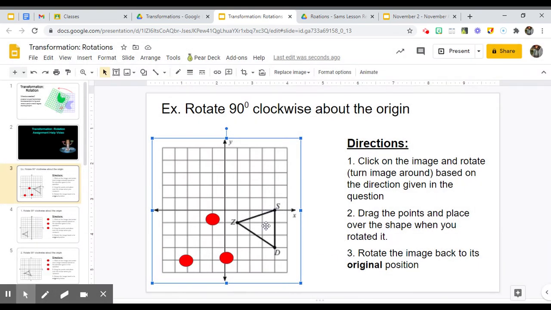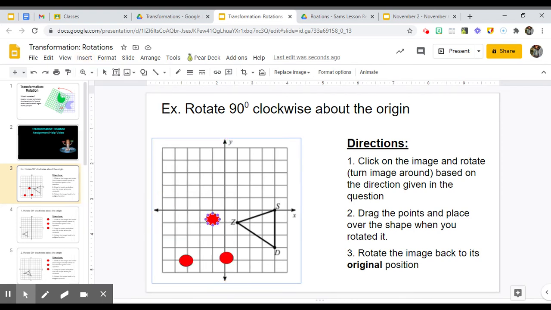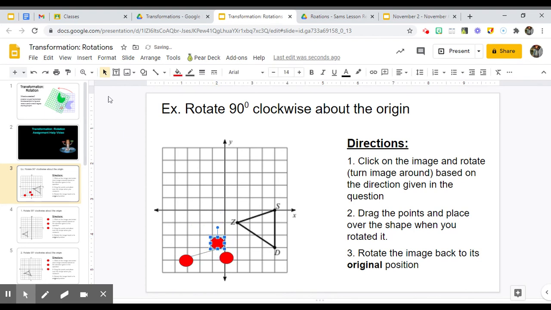So here was the original. And then when you rotated it, the triangle moved to this quadrant over here. It was a rotation or a spin around the origin. So that's all that you need to do. Don't worry about trying to connect those dots or anything. If you really wanted to, you could go up here and insert a line if you wanted to. Again, not what I'm asking you to do, not what I'm requiring you to do at all.